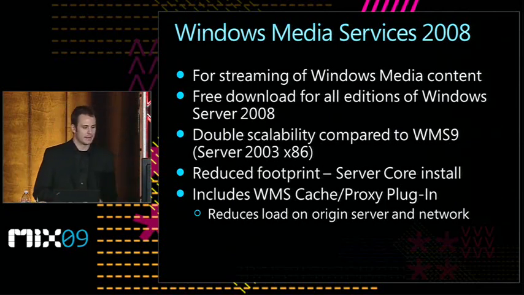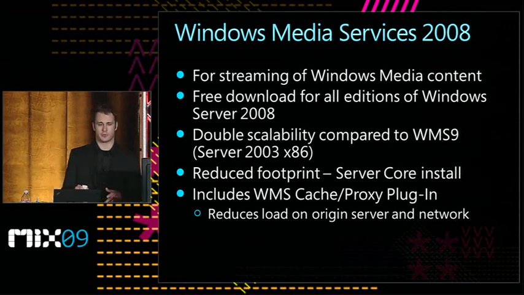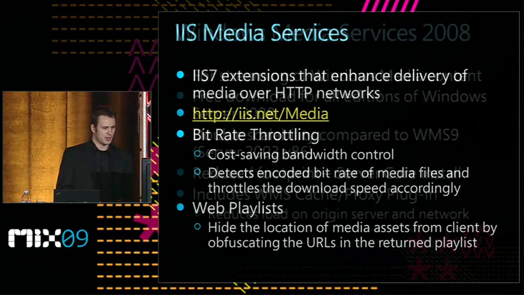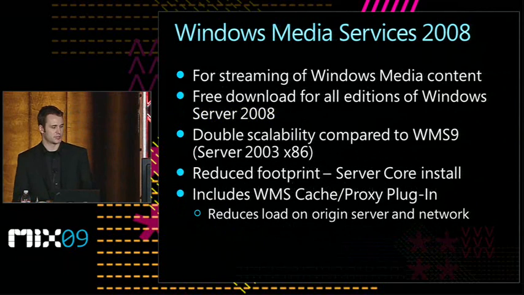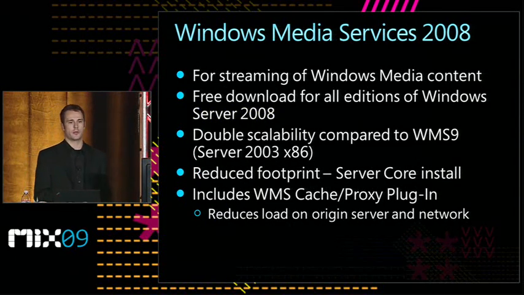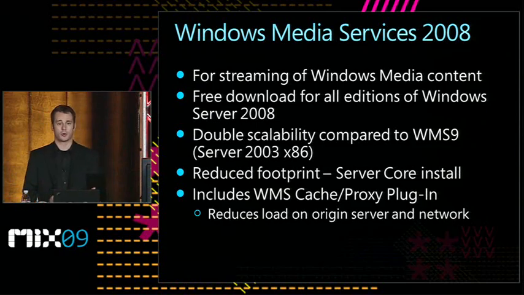So that's pretty important. The other cool option is that if you do headless server installs, where you basically just do a core install of Server 2008, you can install Windows Media Services on that as well, so that gives you a reduced footprint. And finally, there's a plugin that now is integrated into Windows Media Services. This is the Cache Proxy plugin that allows you to distribute the load across your network. So instead of having all the clients connect to the origin server, you can now distribute that content across several servers and reduce the load on the origin.